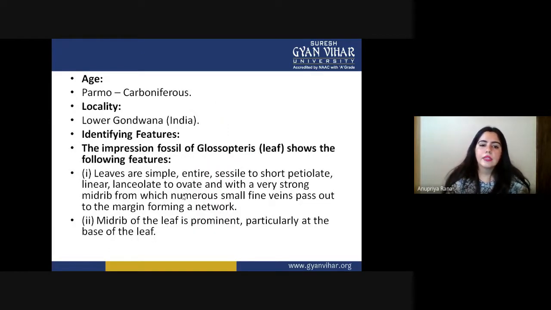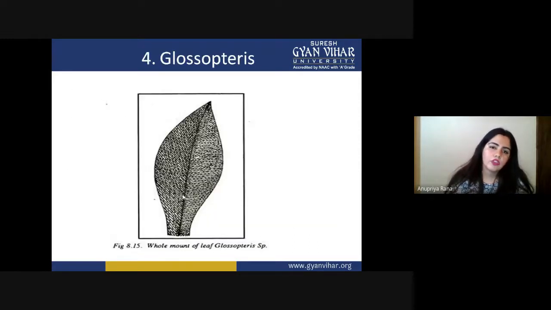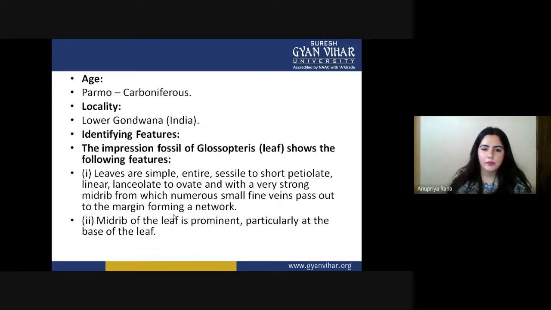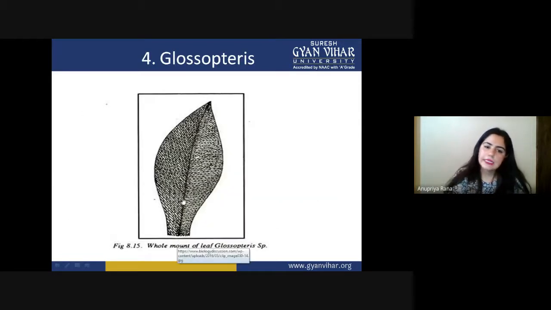Linear, you can see lanceolate to ovate. Lanceolate to ovate means their shape. Ovate, why we are calling it that, because it is a little bigger in the middle and they have tapering ends. That's why we call them lanceolate or ovate, with a very strong midrib. You can see a very strong midrib that clearly shows differentiation between two parts, and also these fine scales in the filling portion.